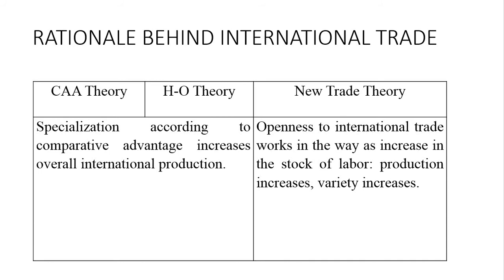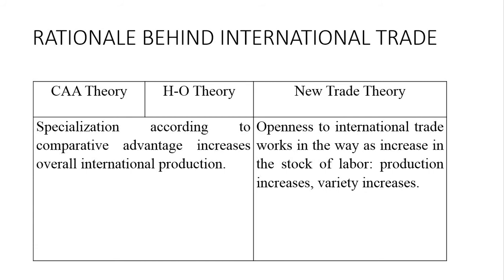Under Heckscher-Ohlin theory, it was a bit different. This model implies that international trade can put some groups of stakeholders at a relative disadvantage. But nevertheless, the overall increase in the volume of production and consumption was treated as the main rationale behind international trade under the theory of comparative advantage and Heckscher-Ohlin theory. In contrast, under new trade theory, openness to international trade works in the same way as an increase in the stock of labor. So in this case, production increases and variety increases.